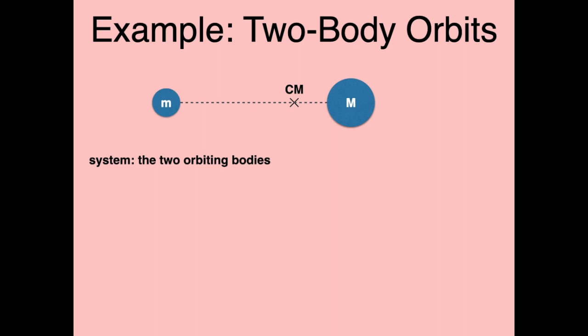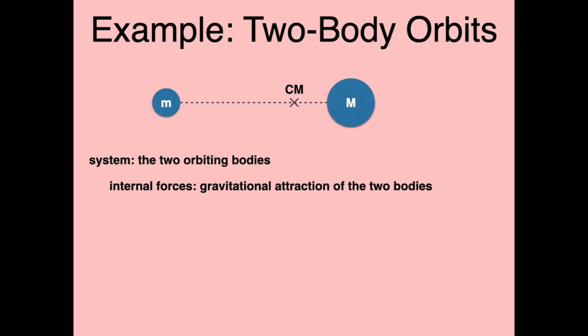So, okay, we're going to think about a two-body orbit where we have mass big M and mass little m. And on our diagram here, we're just going to go ahead and mark the center of mass with an X, just like before. And again, the system that we're considering is just these two orbiting bodies. That's our system. So we could think about, are there internal forces? Are there forces that the two masses exert on each other? Well, of course, there's gravity.